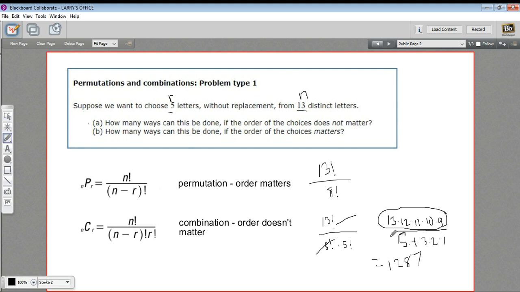So let me multiply that out again. 13 times 12 times 11 times 10 times 9. Yeah, so that is 154,440 permutations of 5 letters chosen from 13 where the order matters. So you can see with these permutations, the numbers can get big pretty fast. So that's a little bit of work with permutations and combinations.